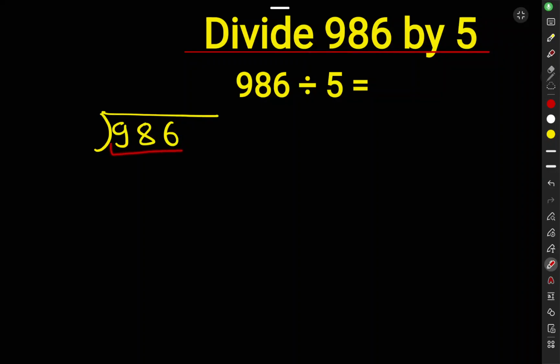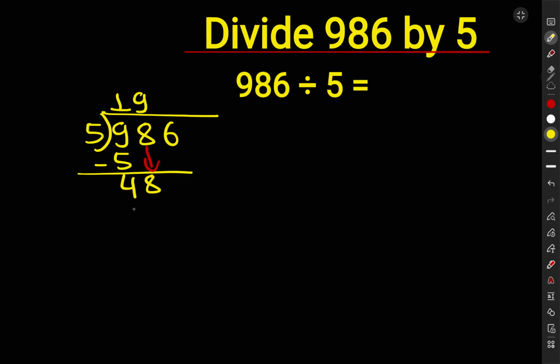Divide 986 by 5 in long division method. 5 times 1 is 5. On subtracting we get 4. So now we put down this 8 and it is 48.